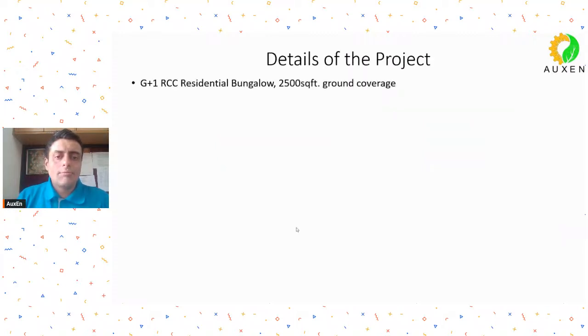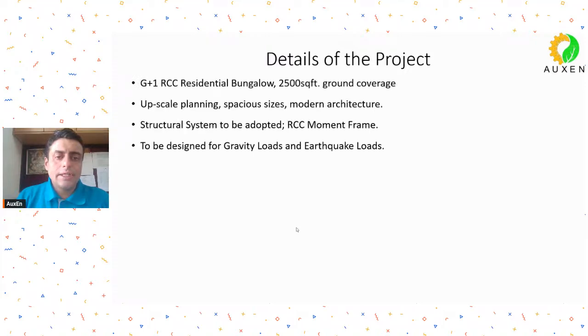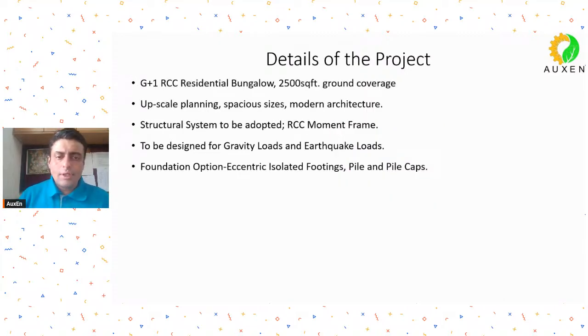So now coming to the important part. This was just a preface about Oxen, our evolution. Now the important part, what we are going to do in this first course of ours, which is the RCC residential bungalow. It's a G+1 RCC residential bungalow having some 2,500 square feet ground coverage, and of course it has a big plot size, around 5,000 square feet, and it's an upscale planning with spacious sizes and modern architecture. It's a residential bungalow in earthquake zone 2.